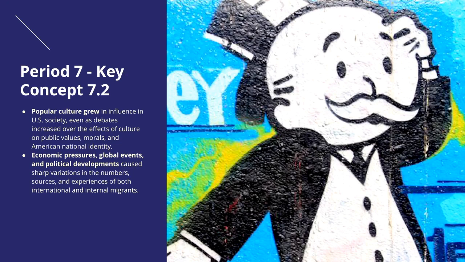All right, period 7. This is our second key concept for period 7. So we have that popular culture is going to grow. It's going to have a great influence in U.S. society. Even though there's some debate going on, the popular culture and some of the basic American values that we know today are really going to start to blow out during this time. We're going to start to see some economic pressures and global events that are going to cause a quick change in the way that things are run.